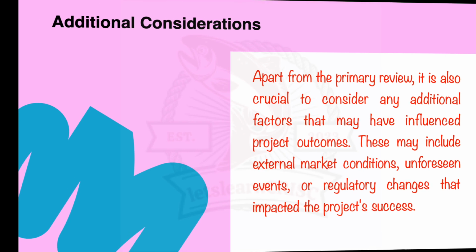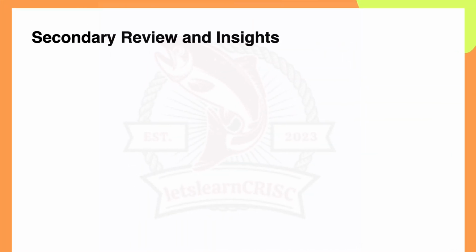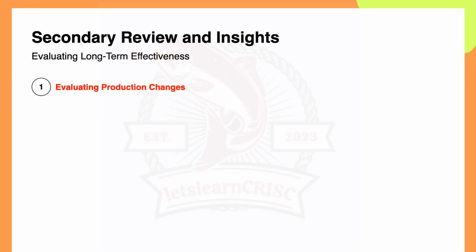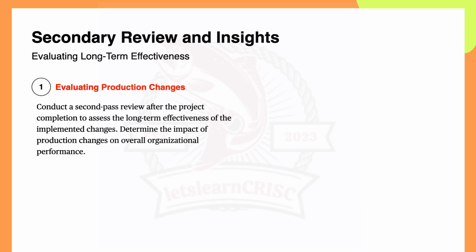Right? Moving next. Next, we'll discuss the secondary review and insight. Under the secondary review and insight, the first point is evaluating the production changes. Friends, after completing the project, take another look to see how well the implemented changes are working in the long term. Right? Just take an example, similar to checking if a new recipe is still tasty a month later. Are the changes still effective and contributing to the overall success or not?